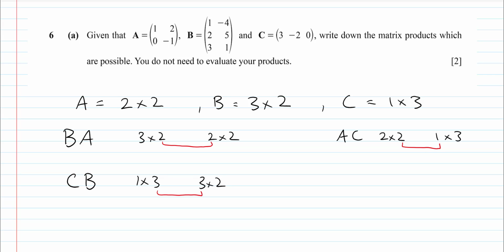And just one more example, if we wanted to do A times B, we run into the same sort of problem. A was 2 by 2, B is a 3 by 2, and these dimensions are not the same. So the 2 and the 3 are not the same, so we can't multiply the matrix A by B. Okay, so these ones will not work. So that is question 6a. The only ones that are possible are B times A and C times B.